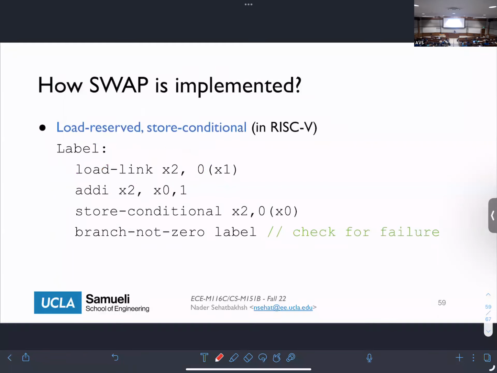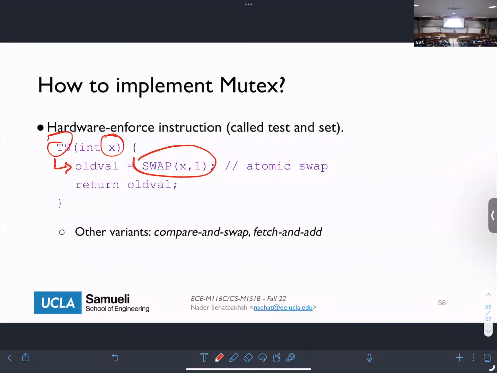Okay? So what we do is basically saying that if I read 1, I'm not going to do anything. If I read 0, I'm going to swap it with 1, and then I'm going to return 0. If I read 1, I'm going to return 1. The old value always will be returned. If the old value is 1, it means that the lock is already occupied. I just have to wait. So it's going to test and set. I'm going to test first to see whether the lock is occupied or not. If it's occupied, I'm going to return 1. And if I return 1, it means that I have to wait.